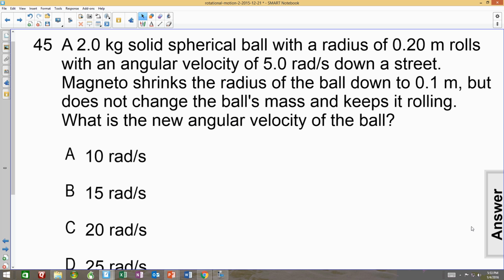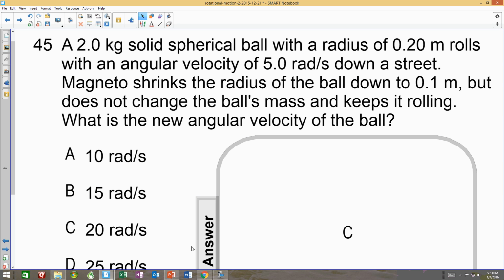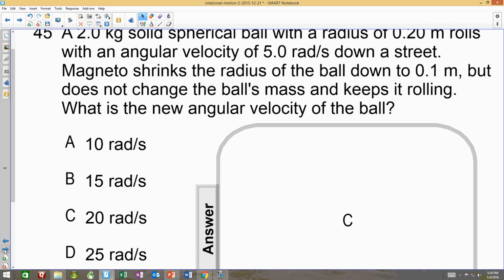Okay, so let's see if you have the correct answer. The correct answer is C, 20 radians per second. Remember that you're going to need to calculate the angular momentum, and because you're changing the radius, you're going to change the moment of inertia. From there you can find the new angular velocity, since you have the same mass. So you're going to do angular momentum before equals angular momentum after and go from there. If you had trouble with this one, just go ahead and star it and ask me tomorrow in class.